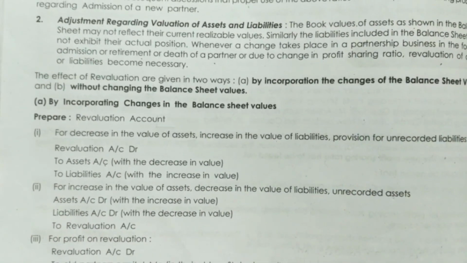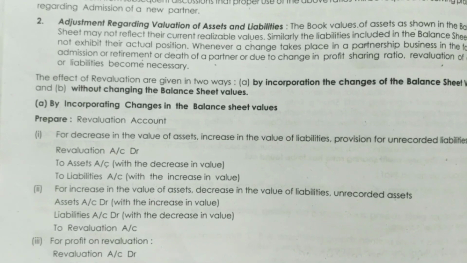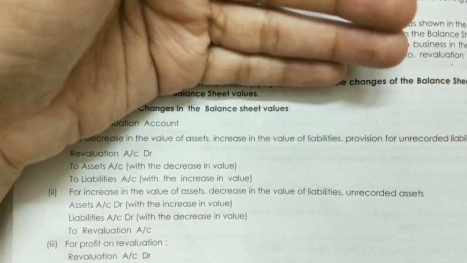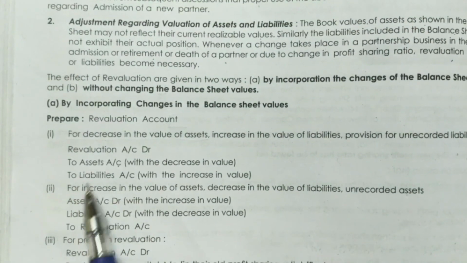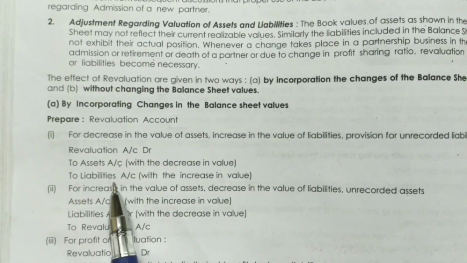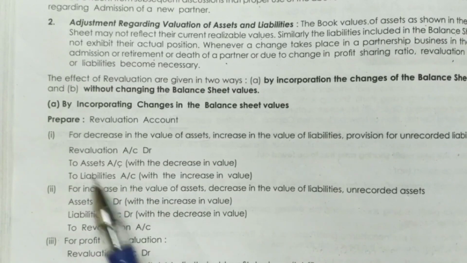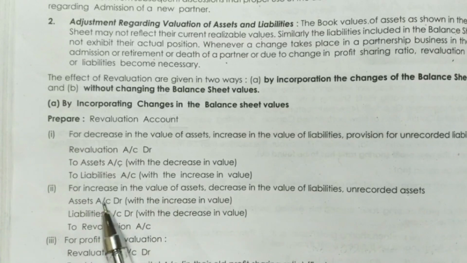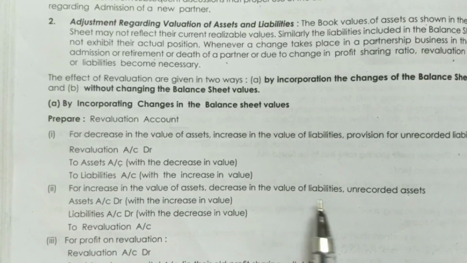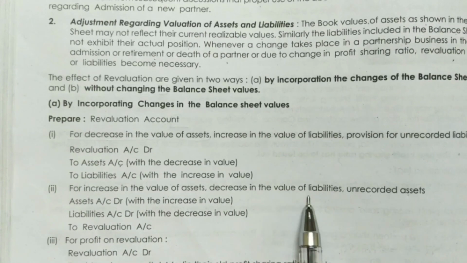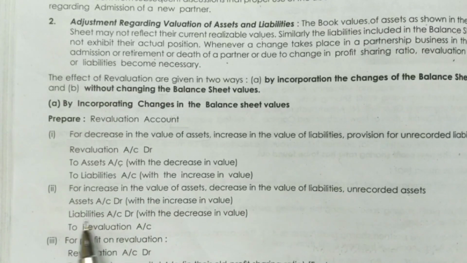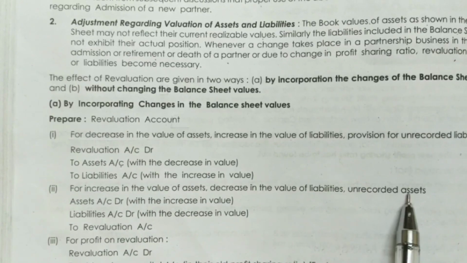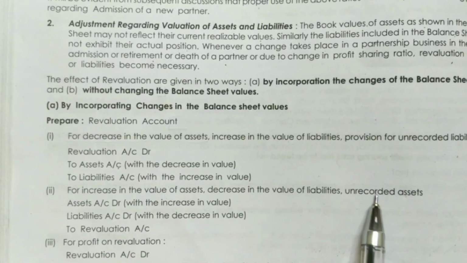Now the next journal entry comes for increase in the value of asset and decrease in the value of liabilities, and unrecorded assets. For increase in the value of asset, we have to pass the journal entry asset account debit to revaluation account, because asset is increasing, right? So asset becomes debit. Then for decrease in the value of liabilities, we pass liabilities account debit to revaluation account, because liability is decreasing, so we have to credit liabilities, right? Then for unrecorded asset, we pass the same entry, that is asset account debit to revaluation account.